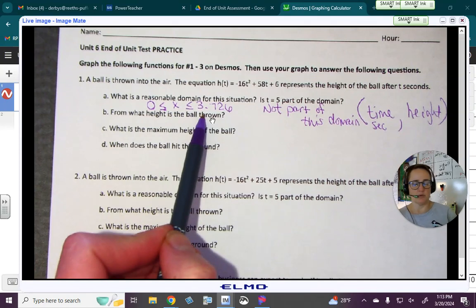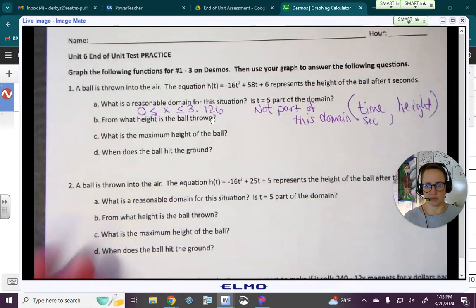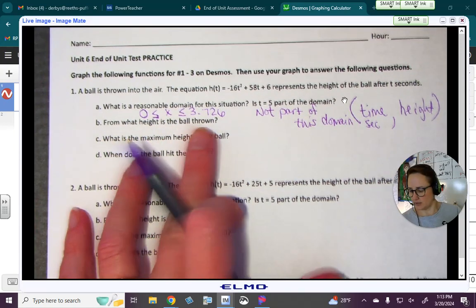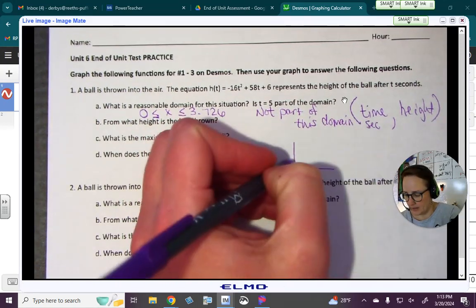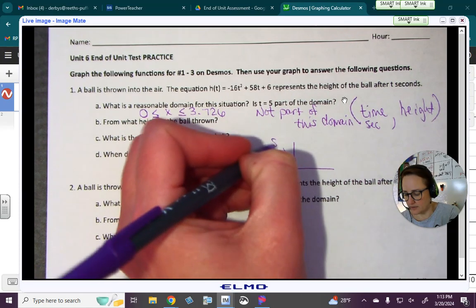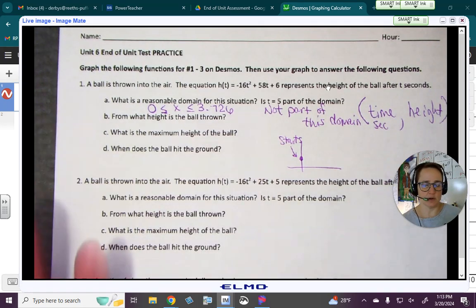This one only goes up to 3.726 seconds. 5 seconds doesn't make any sense. It means the ball has somehow gone underground. From what height is the ball thrown? Well, if we're talking about height and time, it is starting at that point right there. That's where it starts. And that's where t is 0.